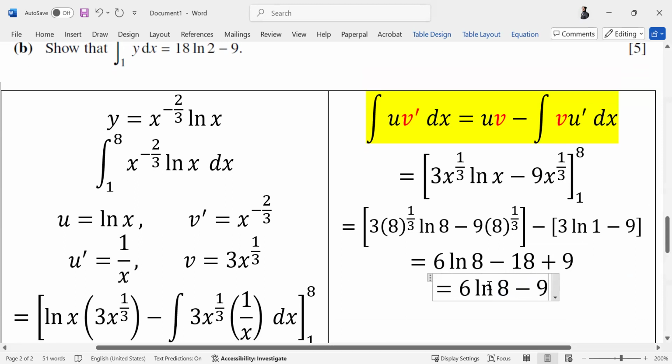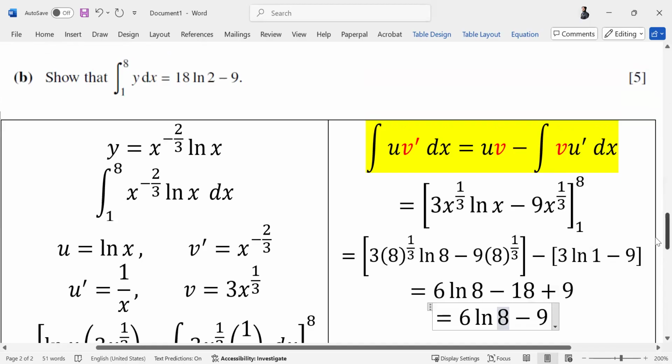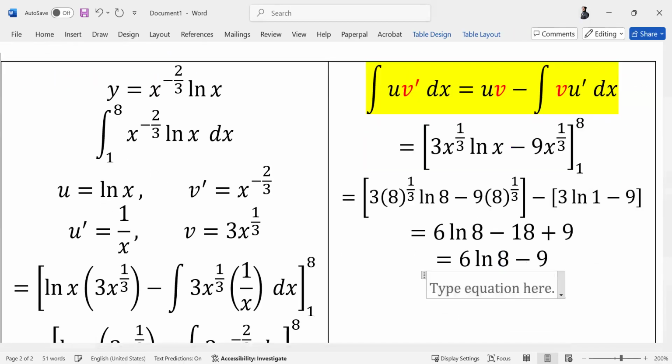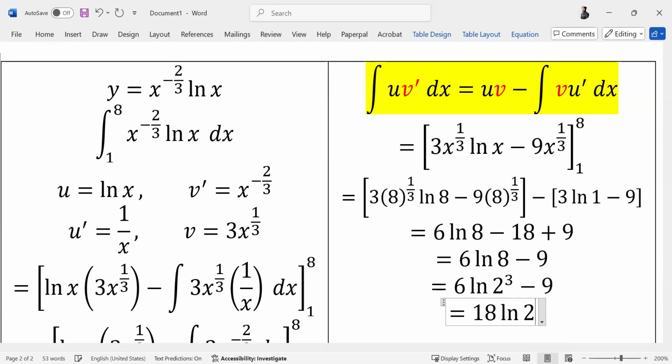Now the difference is I have ln 8 and the question wants ln 2. How can I convert this 8 into 2? I can write 2 cube, and 3 multiplied by 6 is 18 ln 2 minus 9.